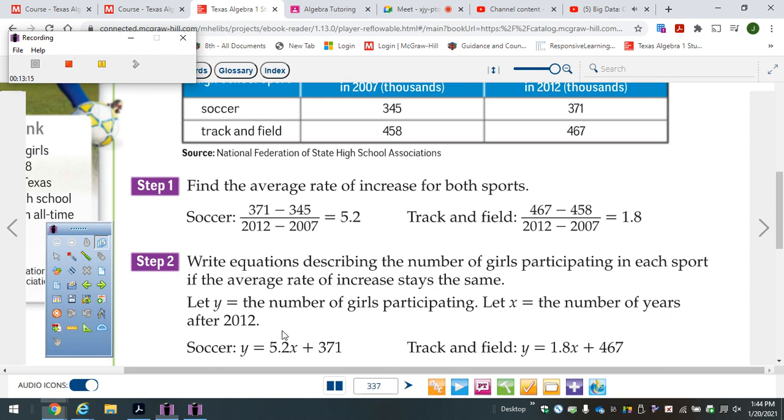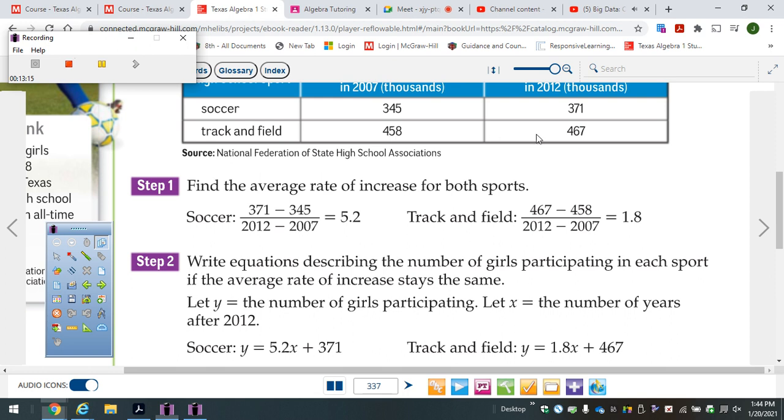So then we're going to come out here. This is the increase starting from this year. They want to know the prediction for the next years. So they're going to have that rate of change, 5.2, starting at 37.1. Okay, they all go together.